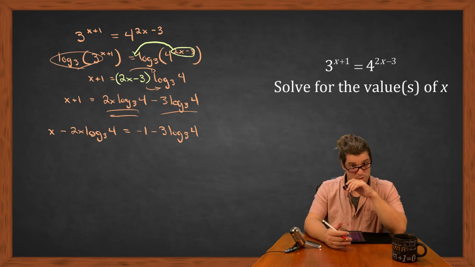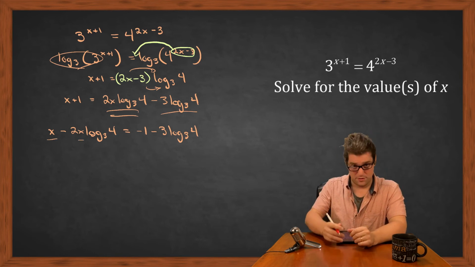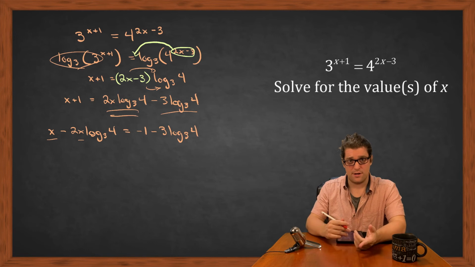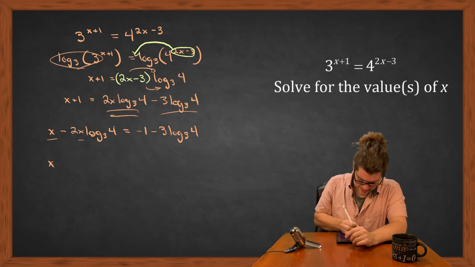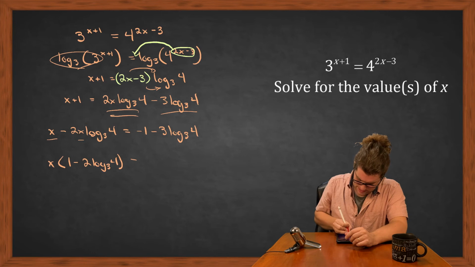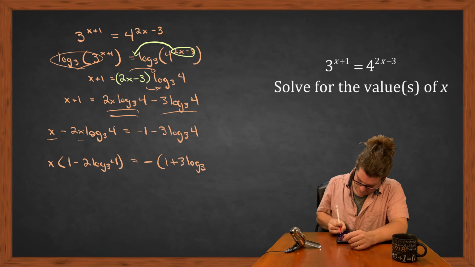Now, what we can do on the left-hand side is say I actually have an x in common in both of these terms, so I can factor it out as a common factor. So that common factor is just x, and we're going to be left with 1 minus 2 log base 3 of 4 is equal to, I was going to say, I'm going to factor the negative out. It doesn't really matter, but I'm going to do it anyway.